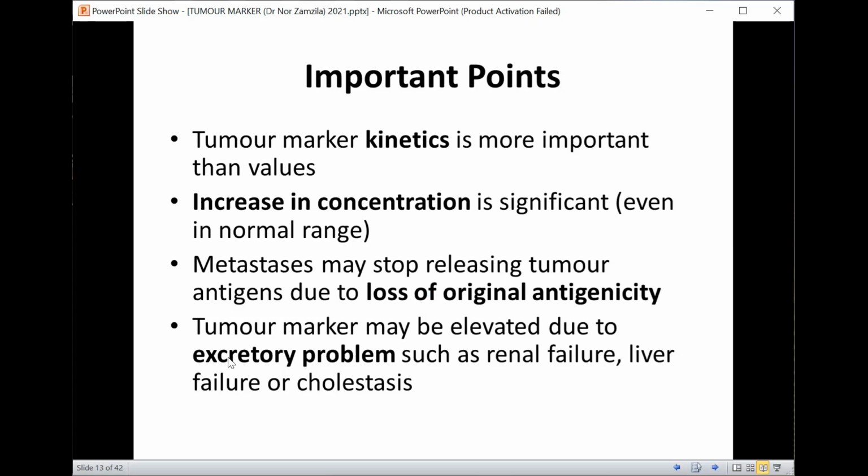Another point that you have to remember is that tumor marker may be elevated due to excretory problem. Most of the tumor markers are excreted either through the kidney or through the liver. So when there is problem with the kidney or the liver, the level of tumor marker may be elevated, not because they are having cancer. The tumor marker is elevated because they cannot excrete. So this is also something you have to bear in mind.